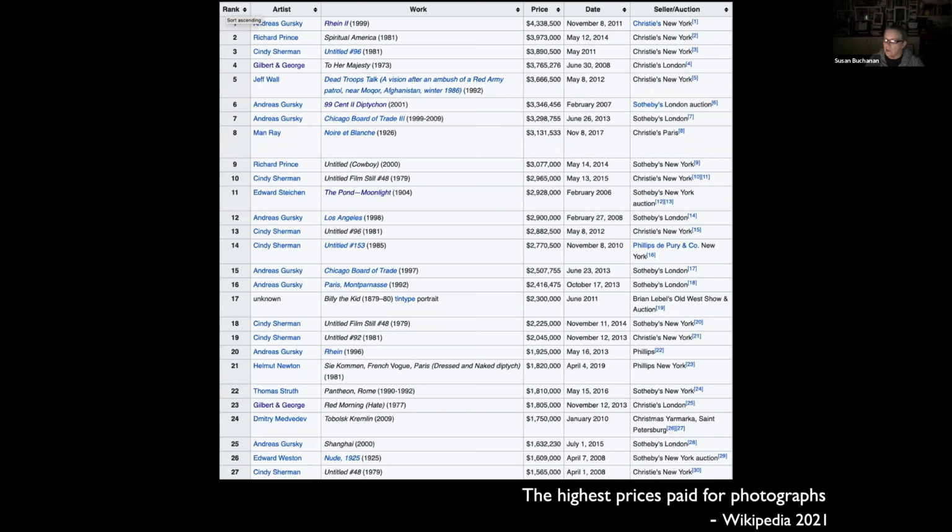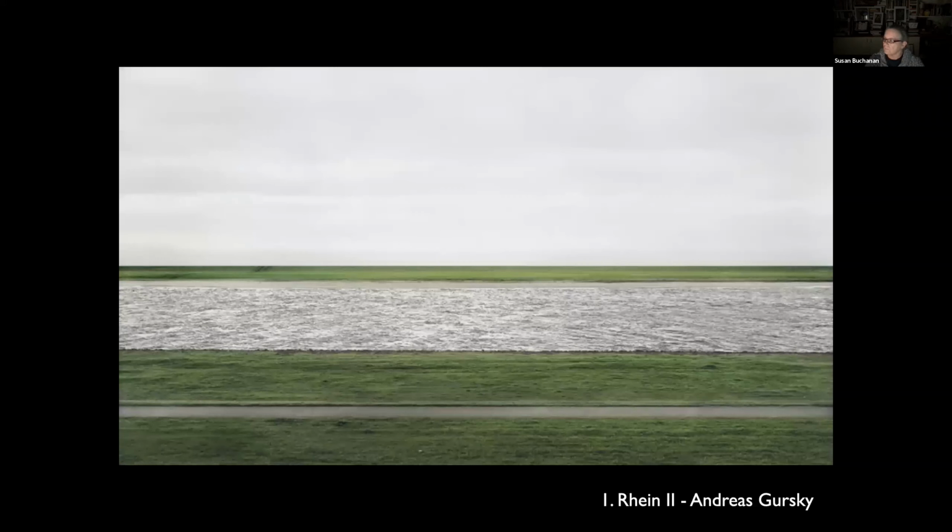It's interesting to note that of the top 27, I think 8 belong to Andreas Gursky, 7 belong to Cindy Sherman. There's a smattering of others in there, but not many. So here is the #1 image that sold for $4.3 million. It is conceptual in nature because that scene actually does not exist. He took an image and then he massaged it into what he wanted.